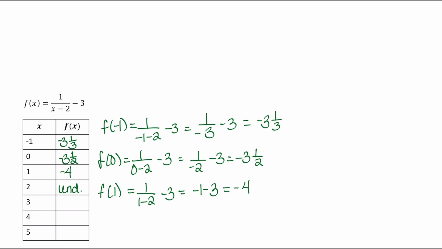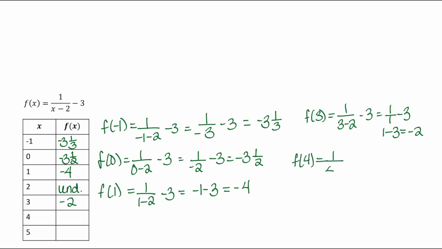And then now let's plug in the values on the other side. So we have f of 3. So that will be 1 over 3 minus 2, minus 3. So that's 1 over 1 minus 3. So that's negative 2. Then we have f of 4, which is 1 over 4 minus 2, minus 3. So that's 1/2 minus 3. So if we have 1/2 minus 3, that is negative 2.5.